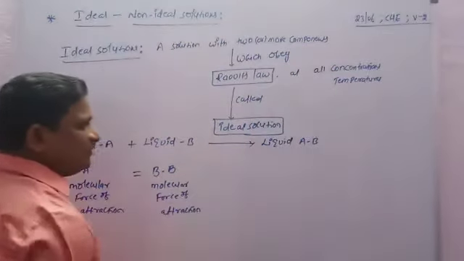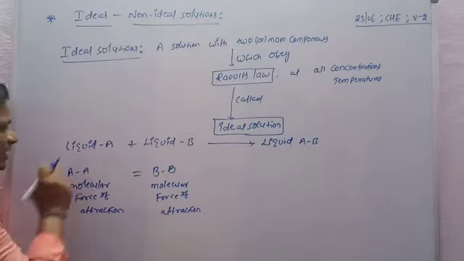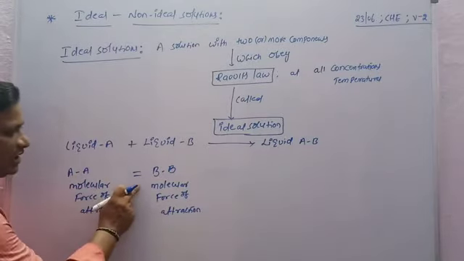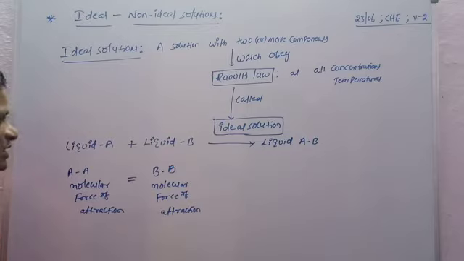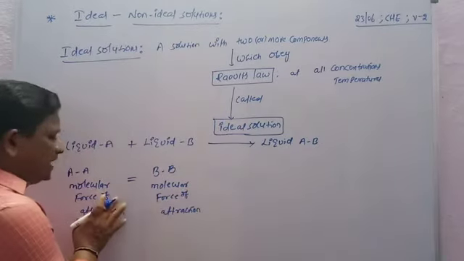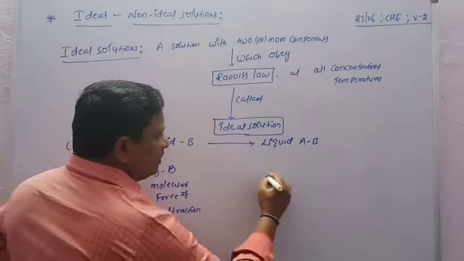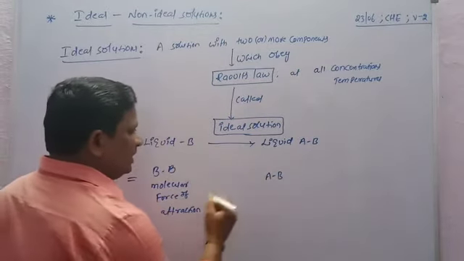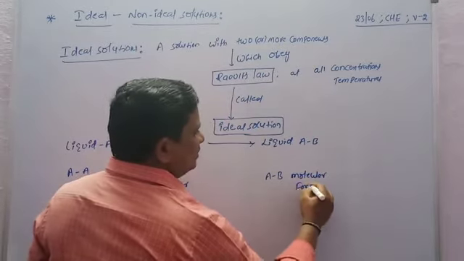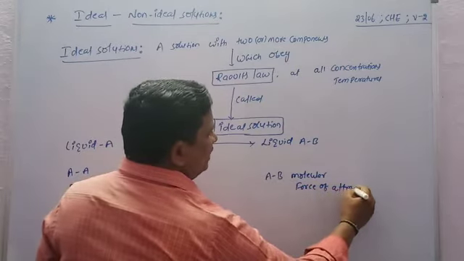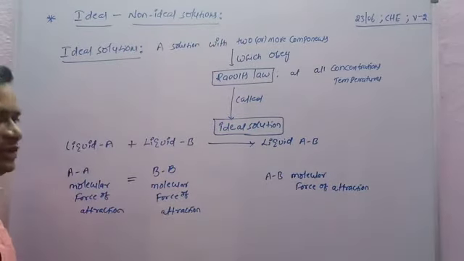The obtained liquid AB behaves as an ideal solution when the AA molecular force of attractions and the BB molecular force of attractions are equal to the AB molecular force of attractions. Then the obtained liquid AB behaves as an ideal solution.